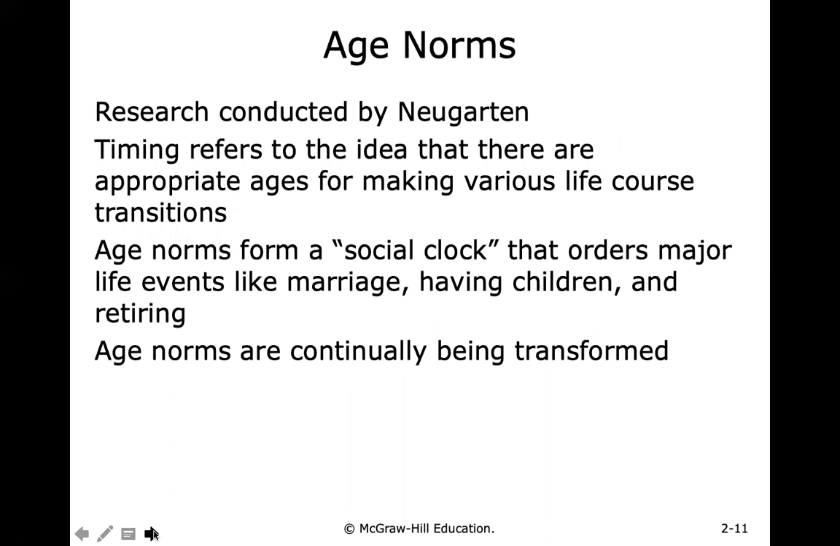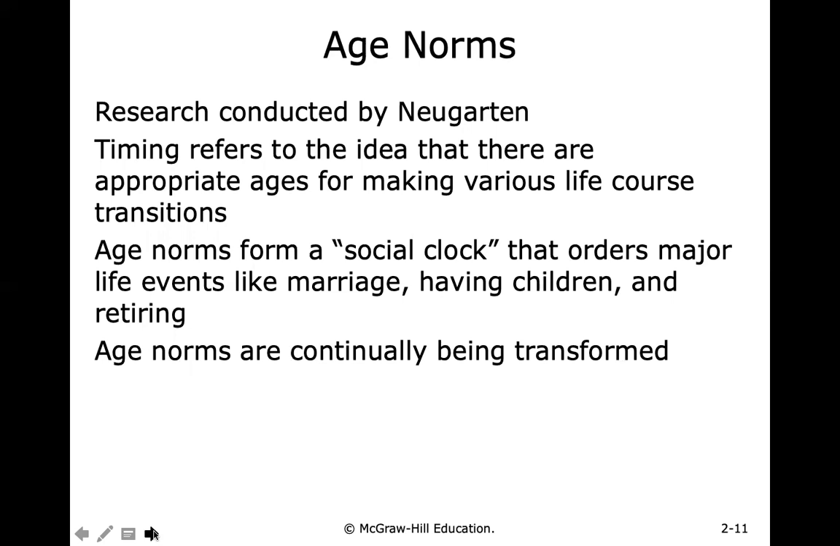Okay, so this is a research study that was conducted by Newgarden, and it is discussing this concept of age norms, where we are looking at what is an appropriate age, as I talked about before, for making some life course transitions. These age norms typically form what we call a social clock. And this orders our major life events: marriage, having children, retiring.